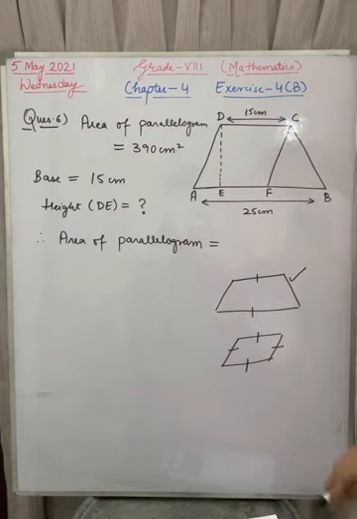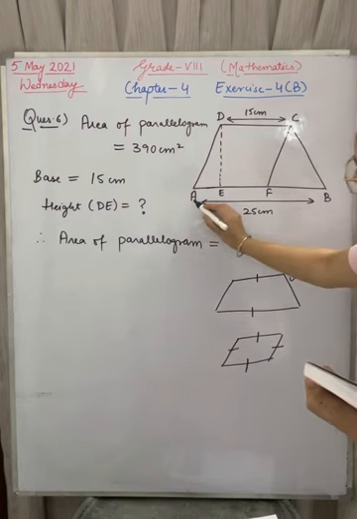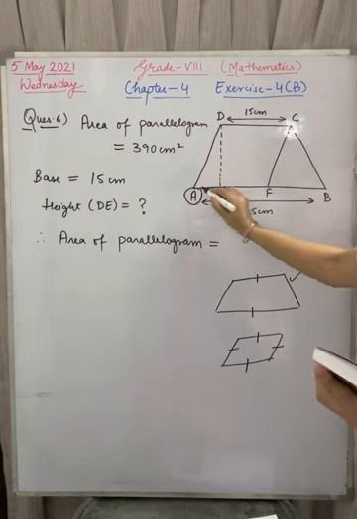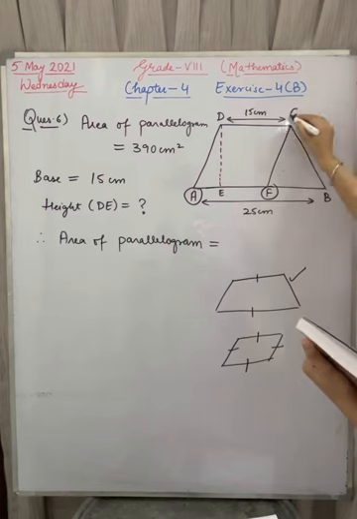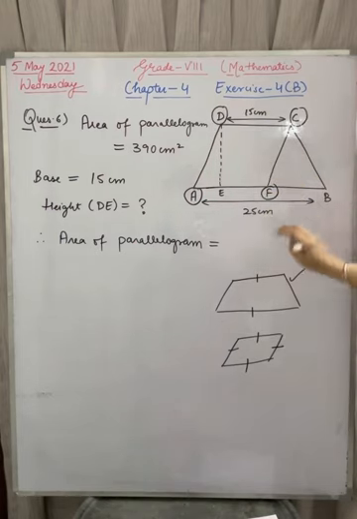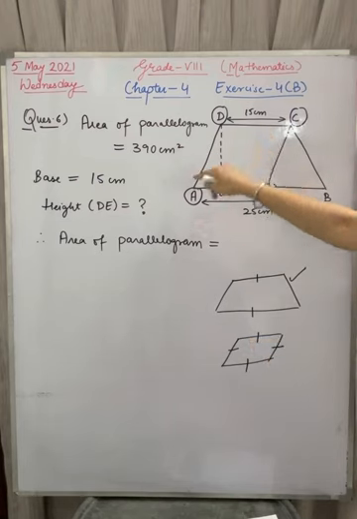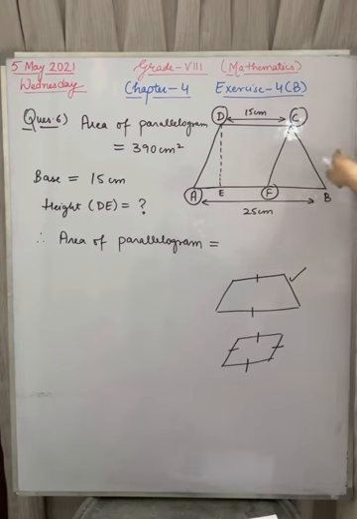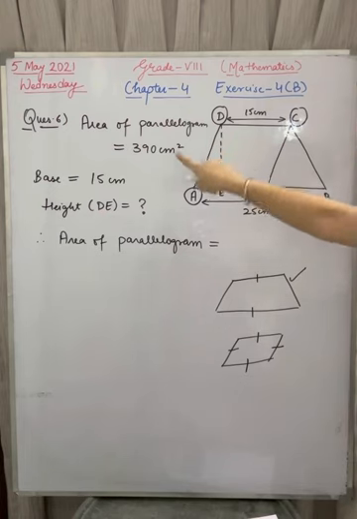Manushi, yes. Very good. So I'm writing here, making a circle: AFCD. AFCD is a parallelogram which lies inside the trapezium. This complete figure is a trapezium.